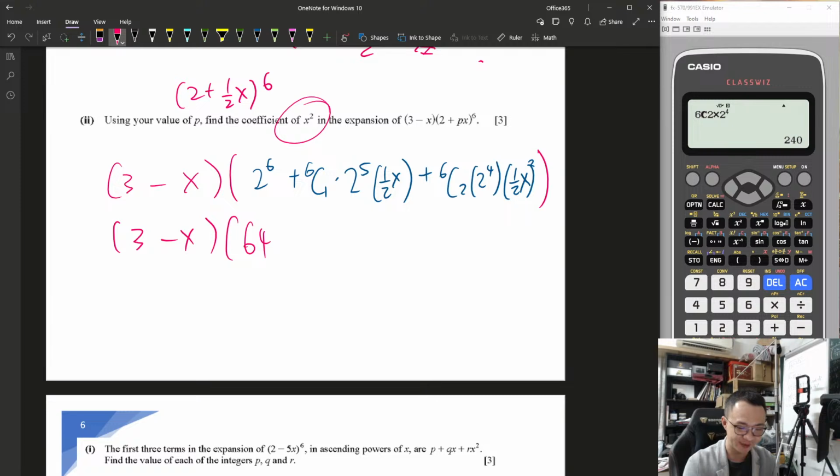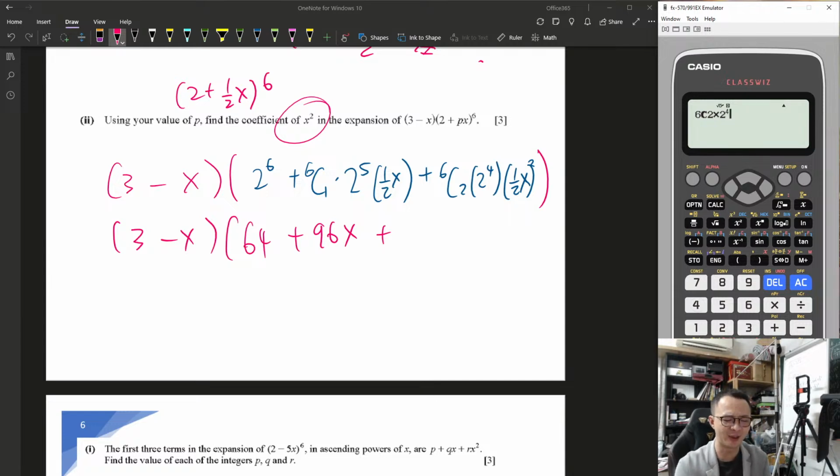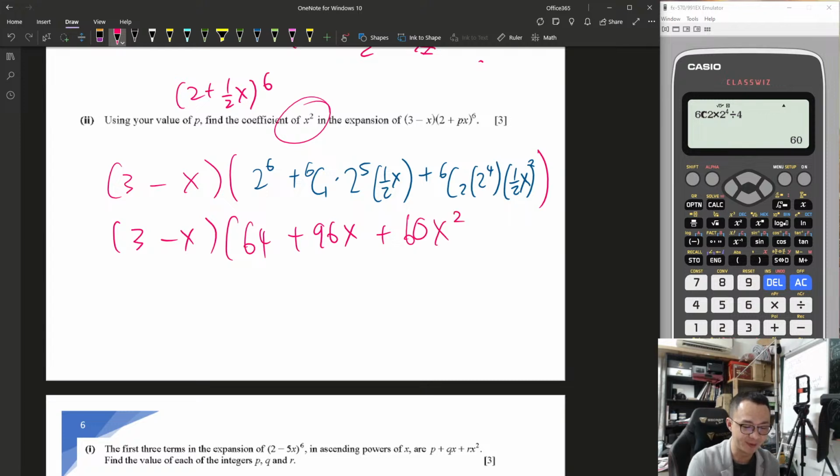Simplify it. So this is 6c1 is 6. 2 power 5 is 32. And then divide 2. So this one is plus 96x. And then this one will be 6c2 multiply 2 power 4. And then this one I'm actually multiplying another 1 over 2 squared. Multiplying 1 over 2 squared is the same meaning as we divide 4. So this one is 60x power of 2.